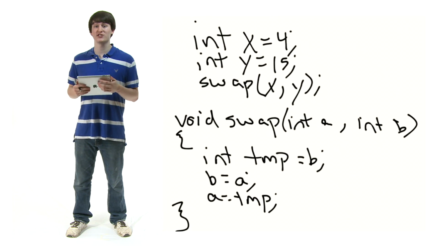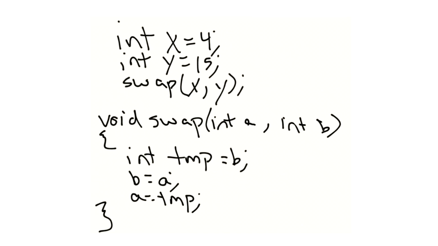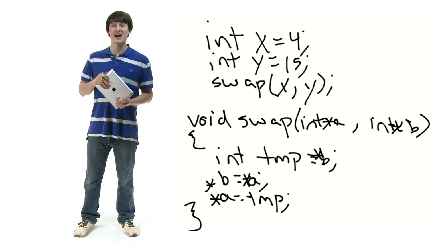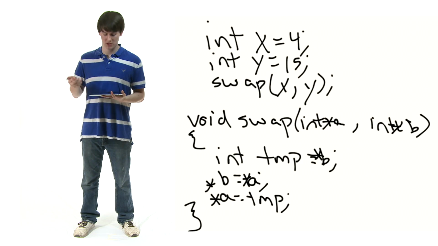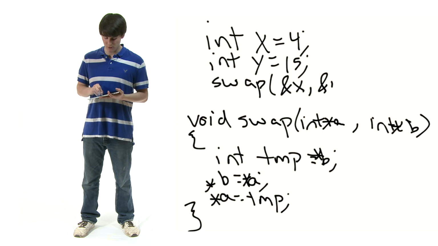Now let's change the swap function so that its arguments are pointers to the variables it should swap, like so: int *a, int *b, int temp = *b; *b = *a; *a = temp. Remember that swap's arguments are now pointers, and so we need to pass the address of x and y in the call to swap, like so: swap(&x, &y). This now correctly swaps the values of x and y.